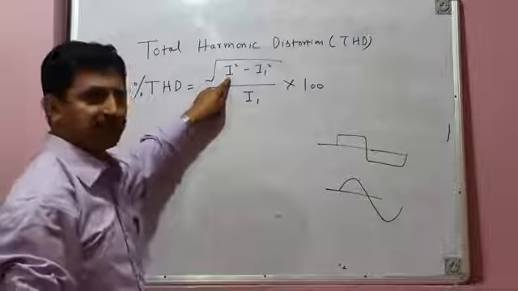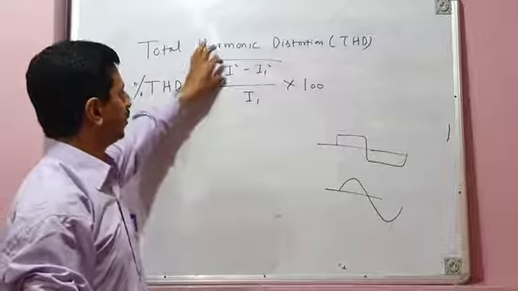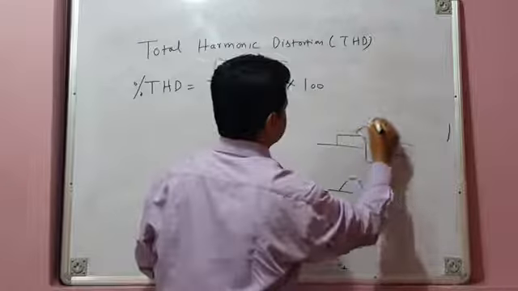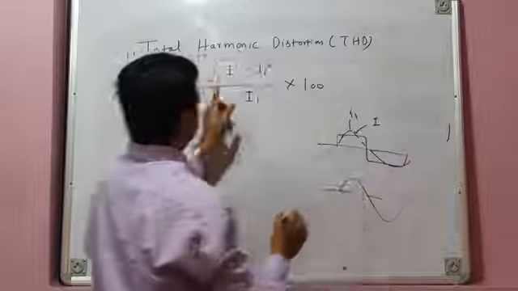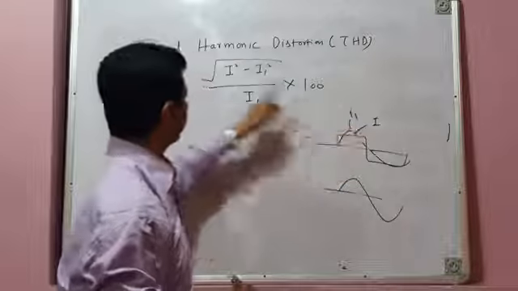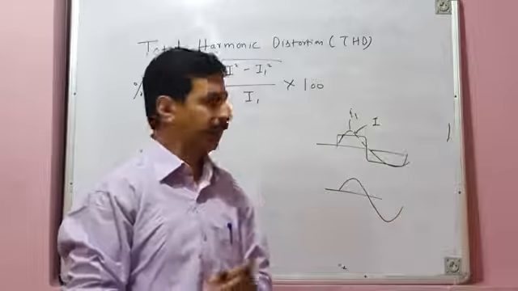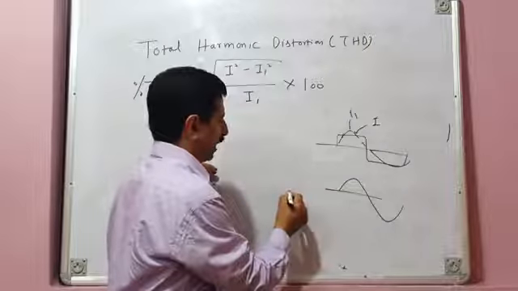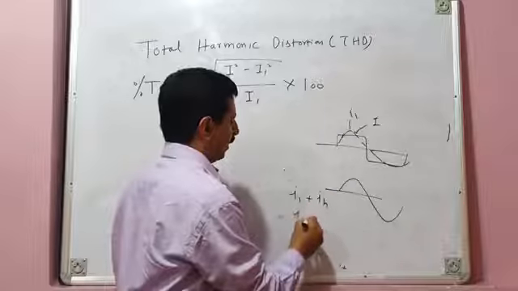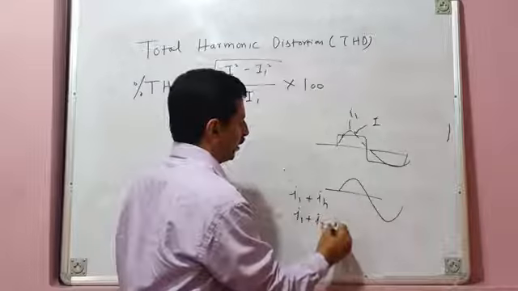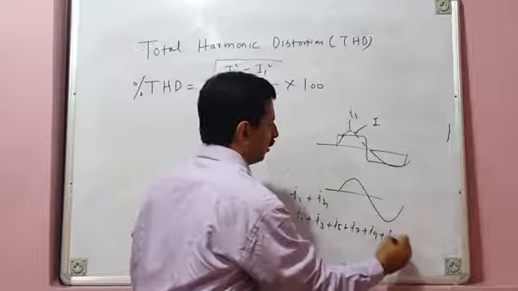Where I is the RMS value of source current and I1 is the fundamental component of the RMS value of source current. So this is I, and its fundamental component is I1. If you find the RMS value of the fundamental component of source current, when you subtract the fundamental component from the actual current, what is left? I have already told you by Fourier series your current comprises the fundamental component plus harmonic components. That means fundamental component plus third harmonic component plus fifth harmonic component plus seventh harmonic component plus ninth harmonic component plus 11th harmonic component plus so on.